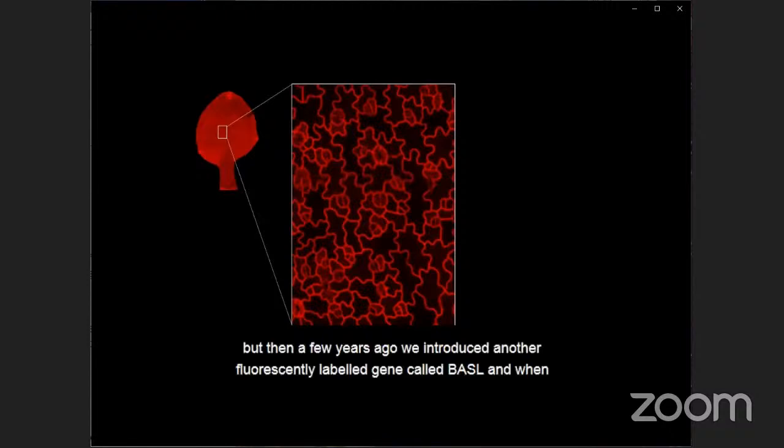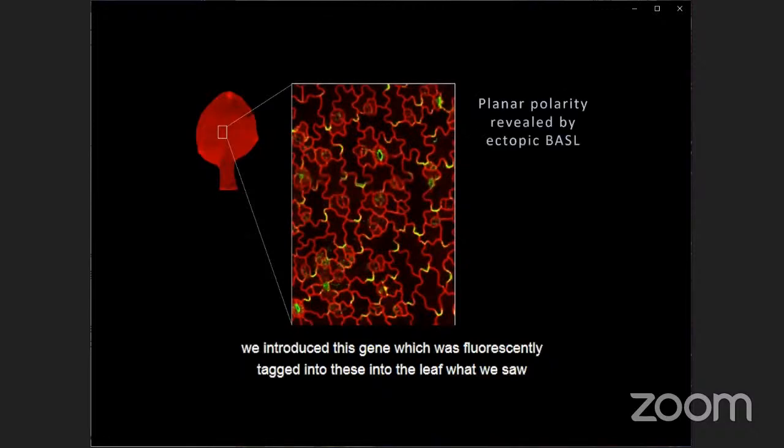But then a few years ago, we introduced another fluorescently labeled gene called basal. And when we introduced this gene, which was fluorescently tagged, into the leaf, what we saw was that it only labeled one end of the cell. So if you look at this cell, for example, the signal, this greenish signal, is only at this bottom end of the cell. It's not at the top end of the cell.